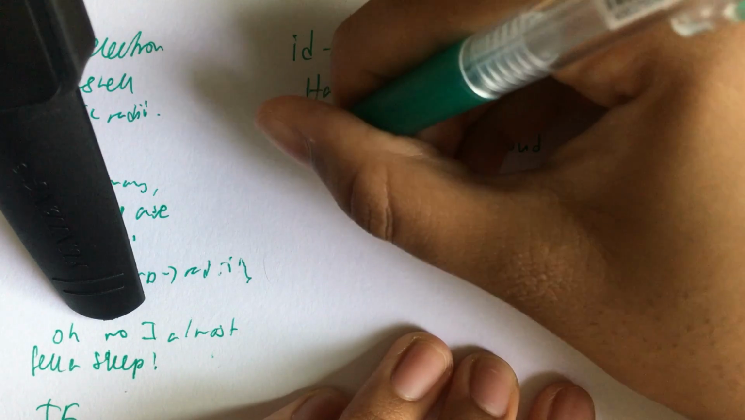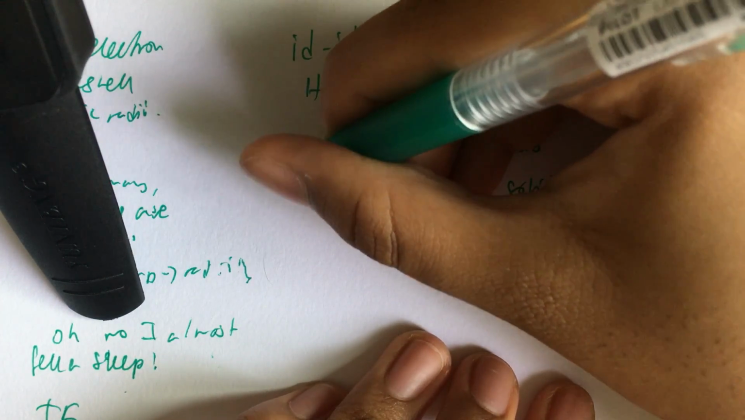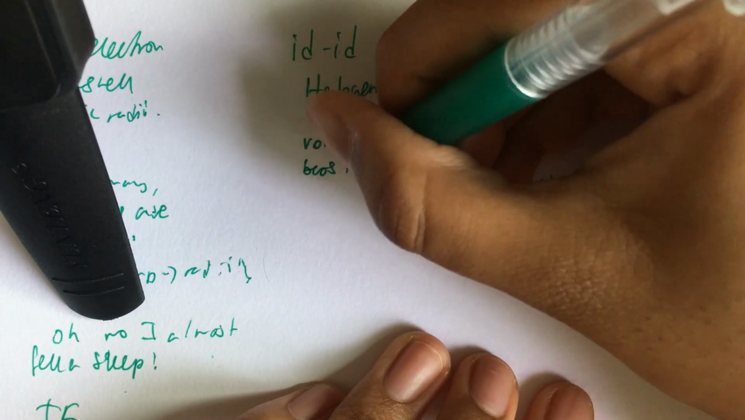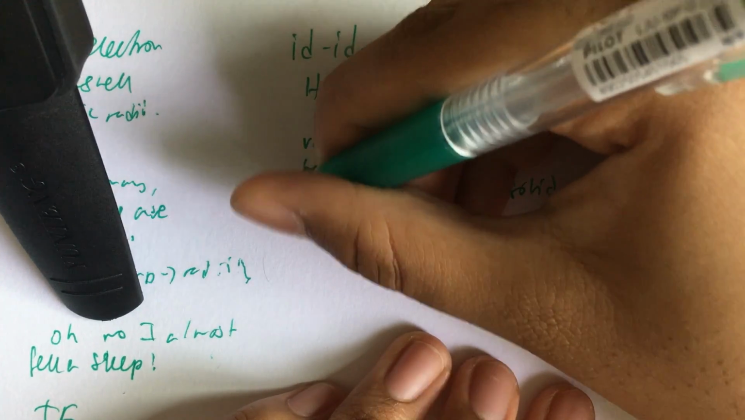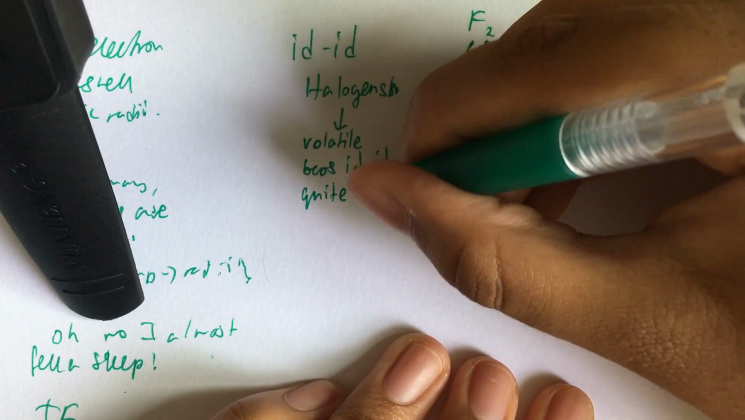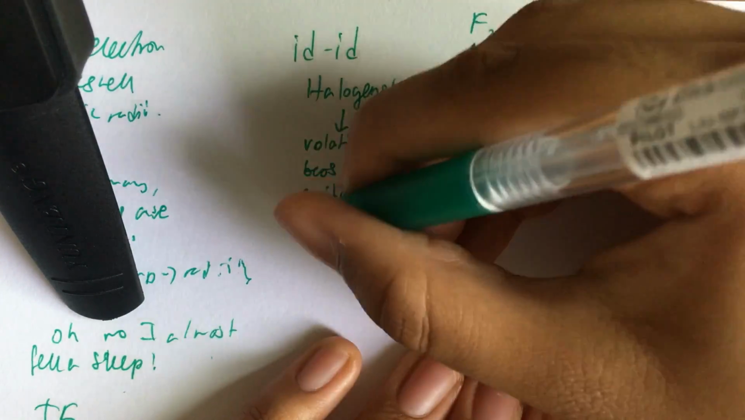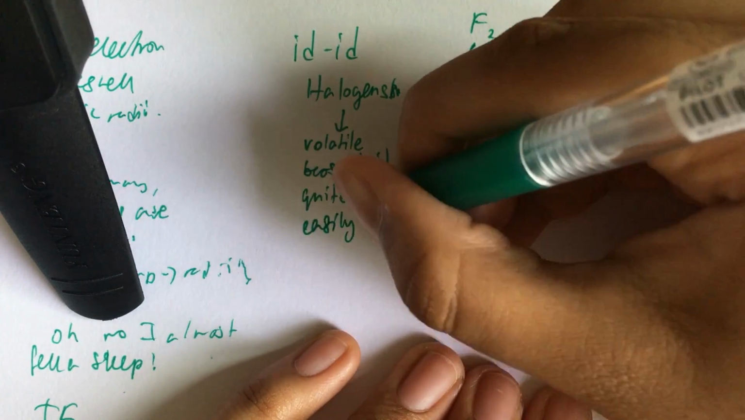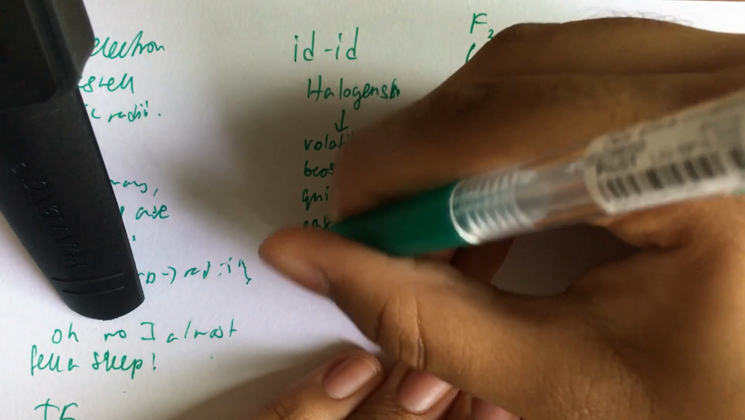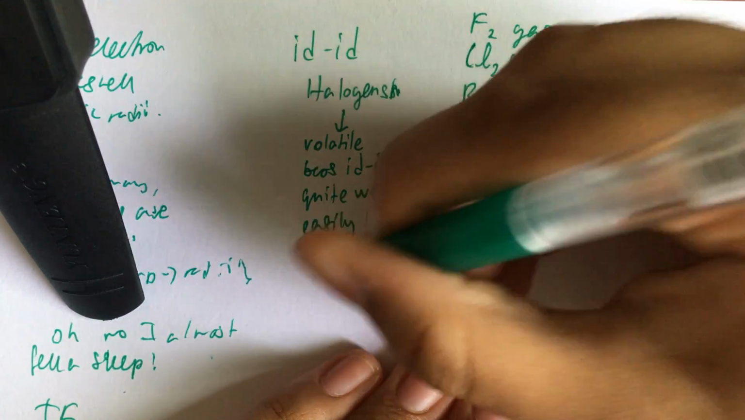But since it is IDID, they are quite volatile in the sense. Even if it's a liquid, bromine tends to fume like crazy. So that's an important thing to know. You should take care of yourself if you're handling bromine. And even iodine tends to vaporize every now and then. So be careful.